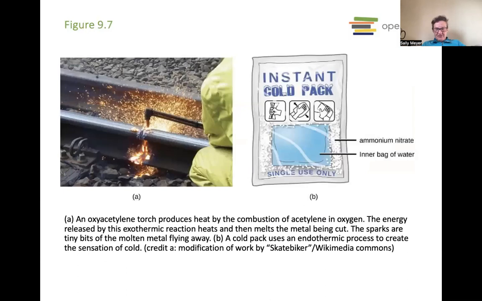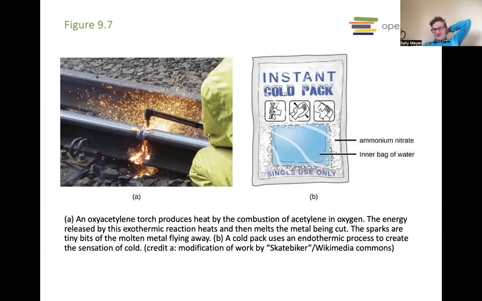This is two situations. On the left, it's an exothermic process. This torch, where you're burning acetylene and oxygen, is getting very hot, and it's allowing you to melt metal in order to seal the break in this railroad line. On the right-hand side, this is another kind of reaction. And so the left-hand side is exothermic.